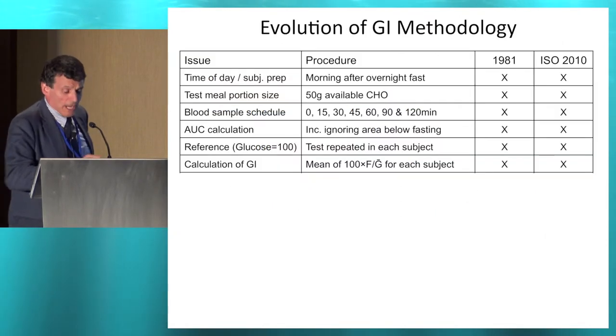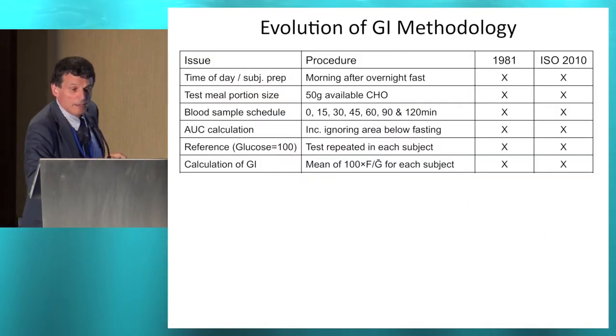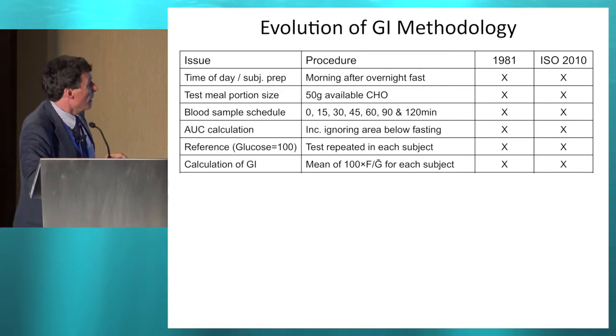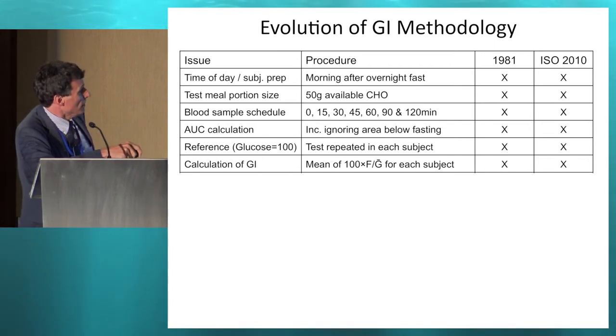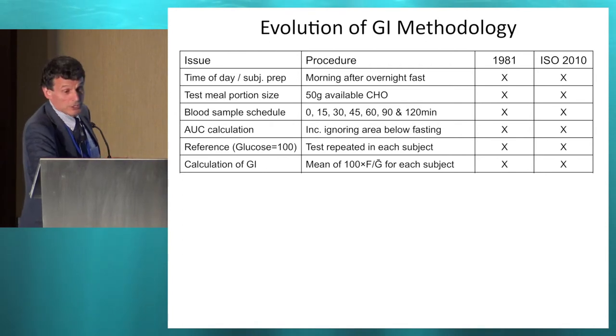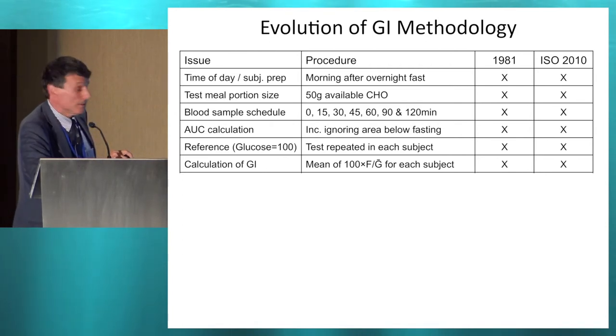So the GI methodology has moved. A lot of people have said there isn't a standard method. There is, in fact, a standard method. And we have now an ISO method. And the ISO method contains all of the same general procedures that we had originally in 1981, and this was the method we used for the two interlab studies.